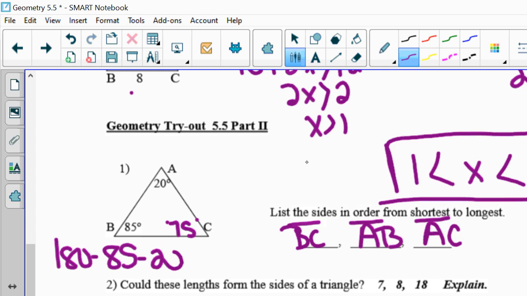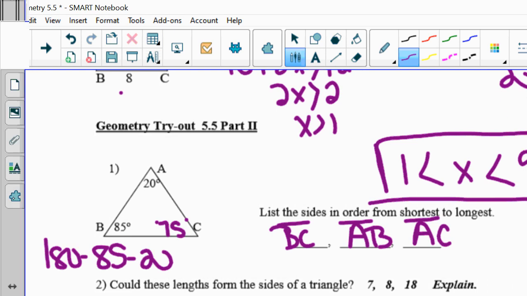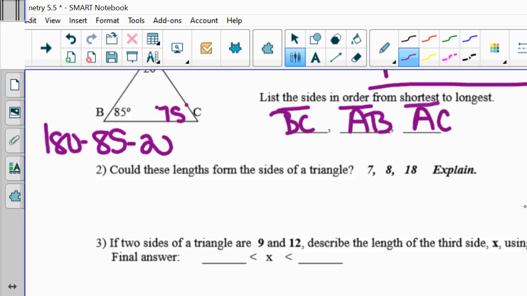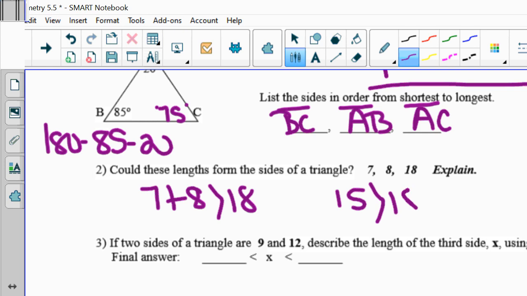Number 2 says, could these lengths form the sides of a triangle? Okay, so all I need to do is take my smallest two, so 7 plus 8, is that greater than 18? So what's 7 plus 8? 7 plus 8 is 15. Is 15 greater than 18? No. So no, it would not form a triangle.